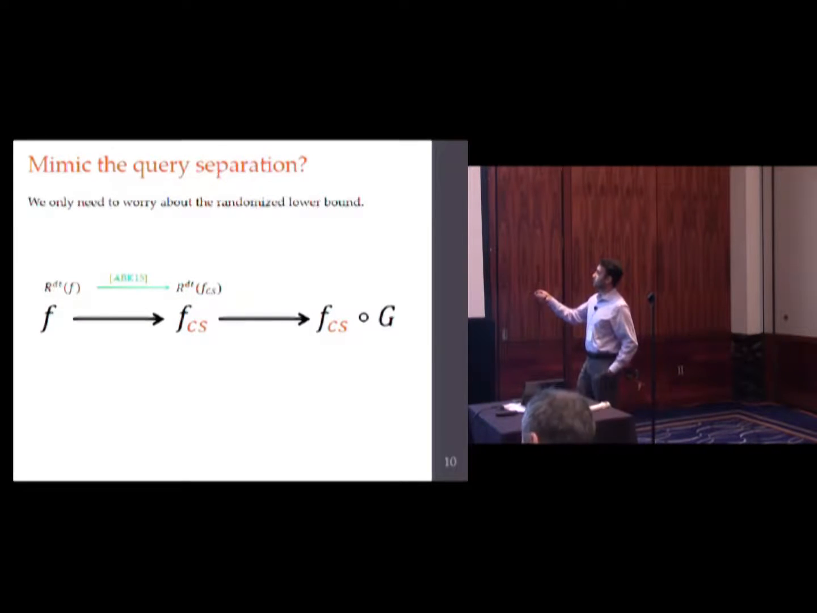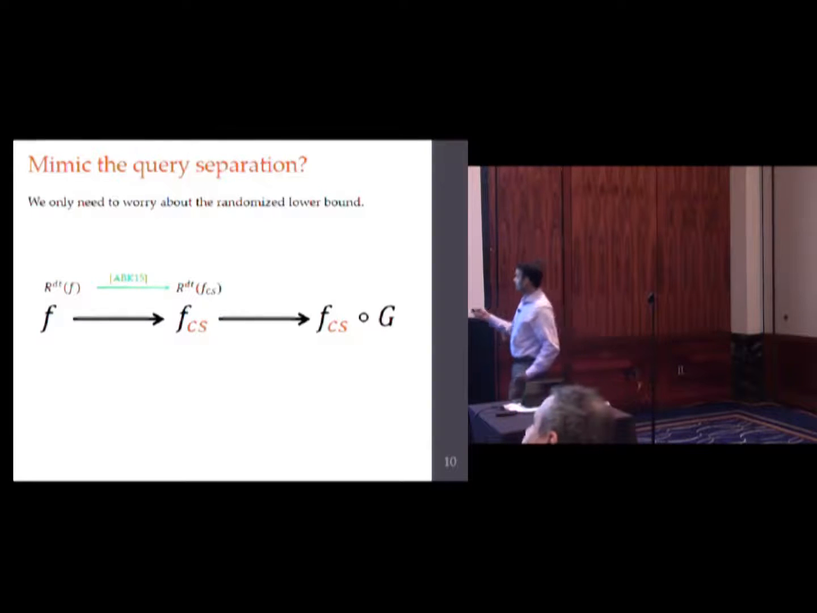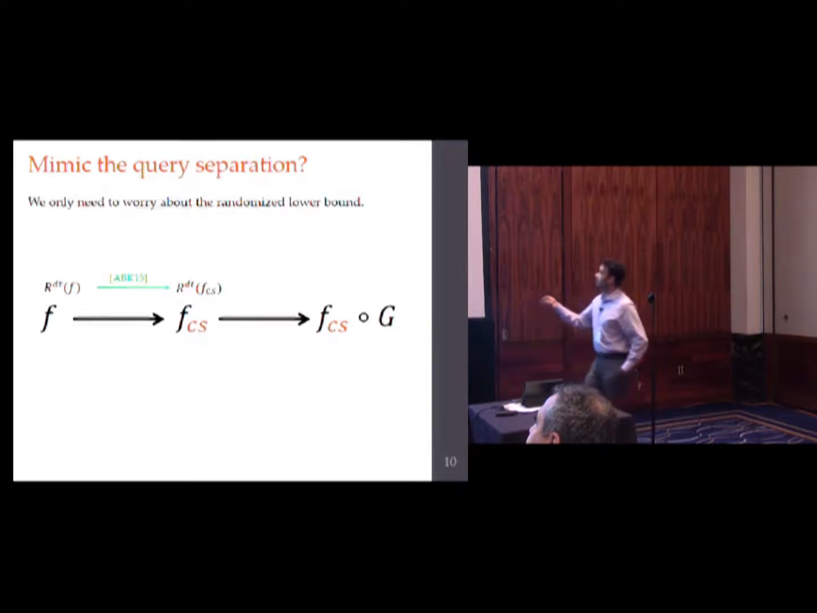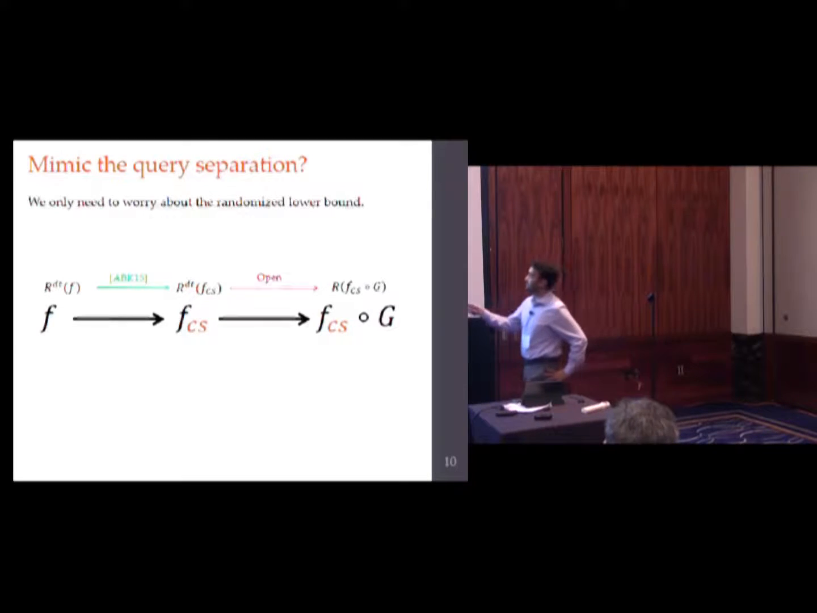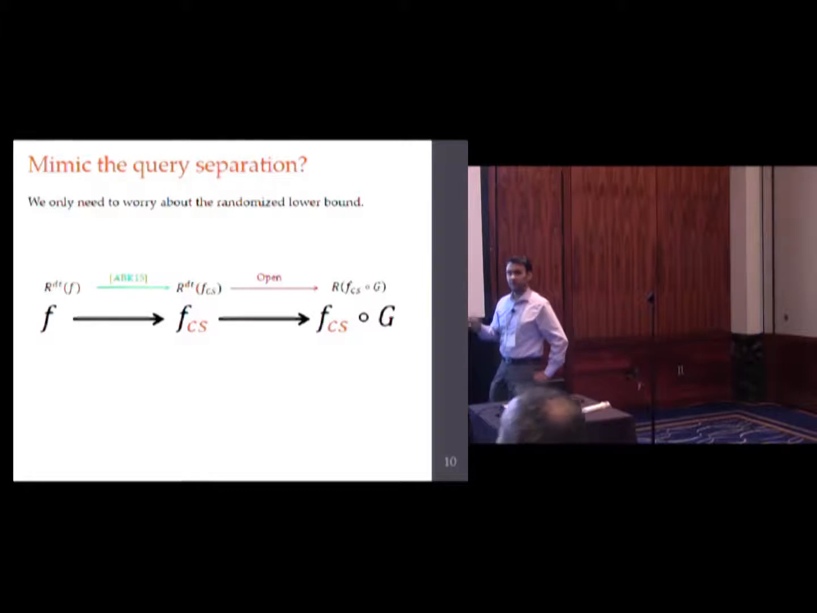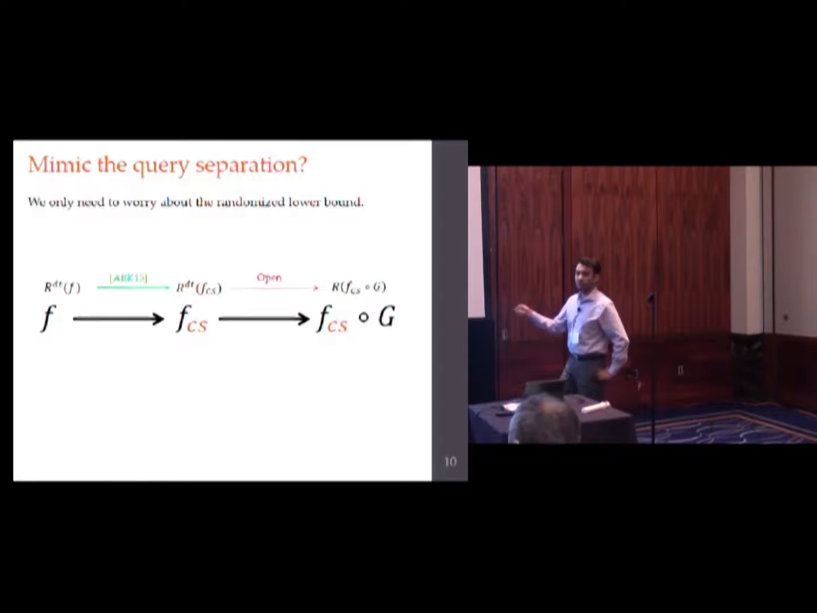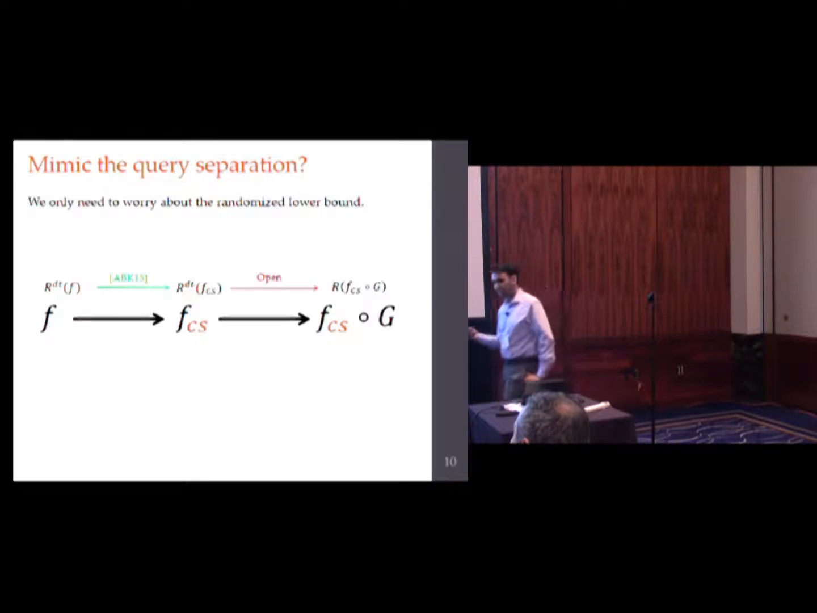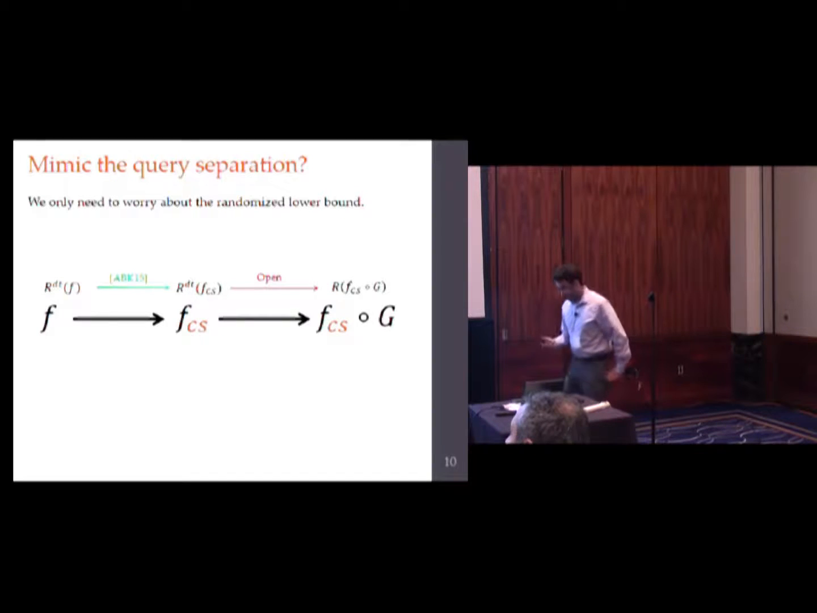would involve going from here to here. You say you compose with some gadget, and the problem is we don't have a lifting theorem, so we don't have a way of saying that the randomized communication complexity of the lifted problem is lower bounded by the randomized query complexity of the original problem. This is not a statement that we know how to prove in general. This is open. All right, so this is the approach that doesn't work.